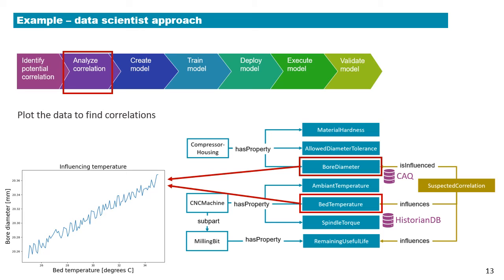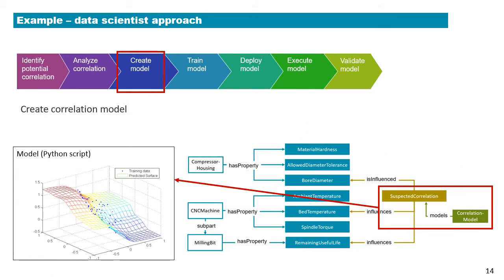Next, the data scientist can reference the knowledge graph in order to find the correct data, for example here for the bore diameter and bed temperature, which allows him to plot and analyze whether or not these parameters will indeed be correlated. Next, the data scientist creates a correlation model, which models our suspected correlation, and adds this model again to the knowledge graph.